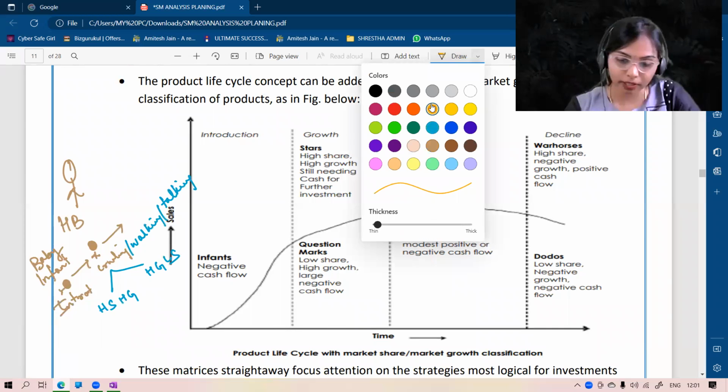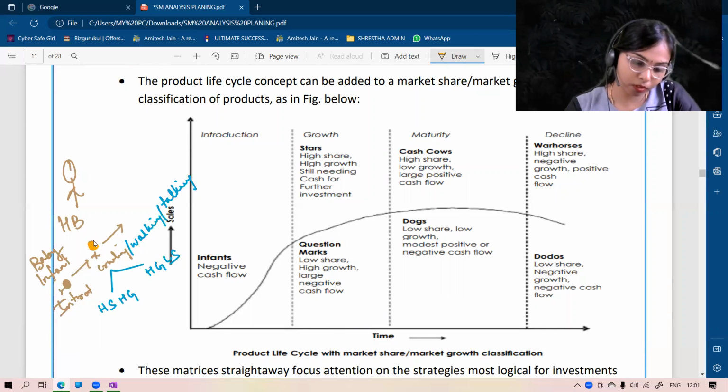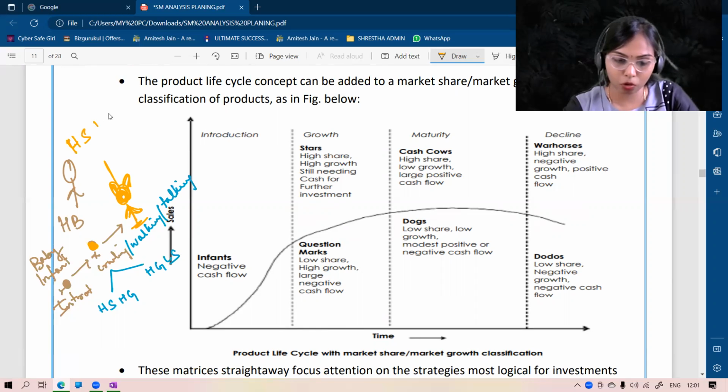Now coming to the next stage, the person becomes very big and starts going to school and college, and also starts earning. This stage also has high share, low growth. That is one way. It can also be low share, low growth. These are the two ways.